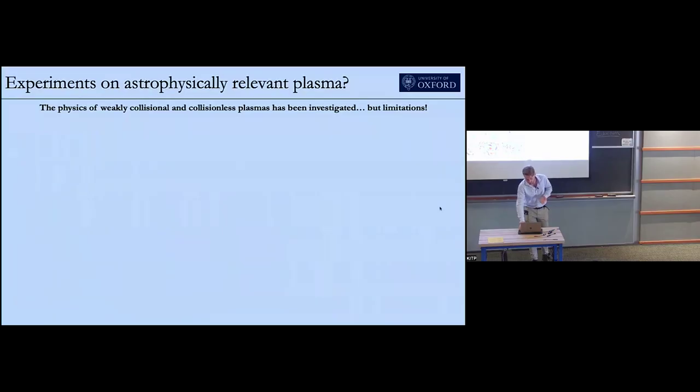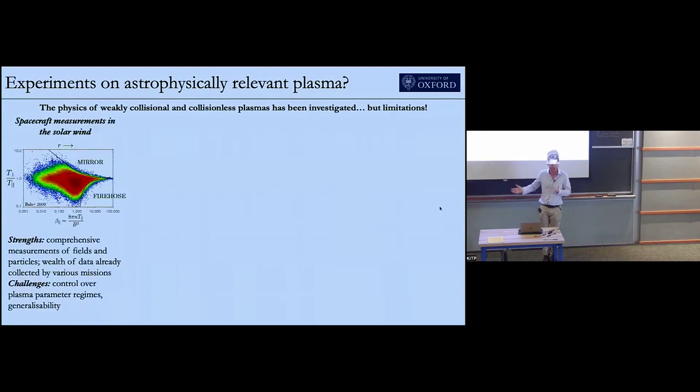Okay, so I've given a very brief review of our understanding of the state of play theoretically. What about experiments on astrophysically relevant plasma? It has actually been possible over the last few decades to explore the physics of weakly collisional and collisionless plasmas in the laboratory, but there are various limitations on the different ways of doing this.